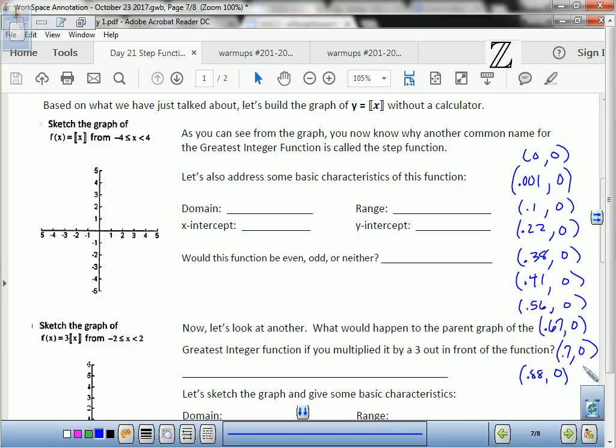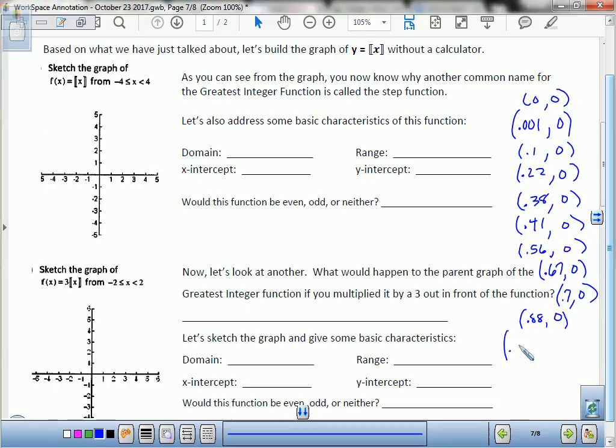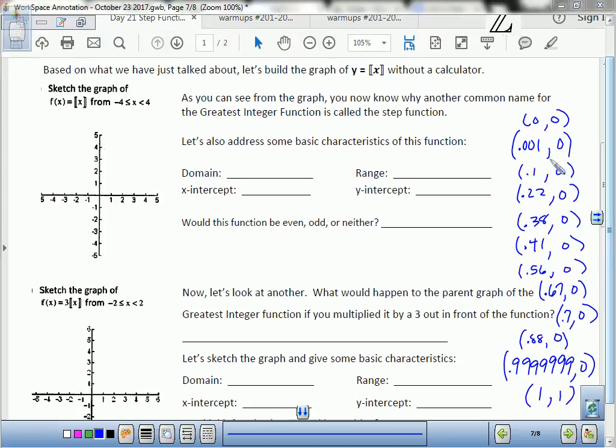0. How about 0.9999999? 0. Okay. What do you know? 1. Not 0. What does 1 round to? 1. I thought I was wrong. Okay, so you're right. It's not 0. You are correct. So what happens is everything from 0 until I get to 1 rounds down to 0.